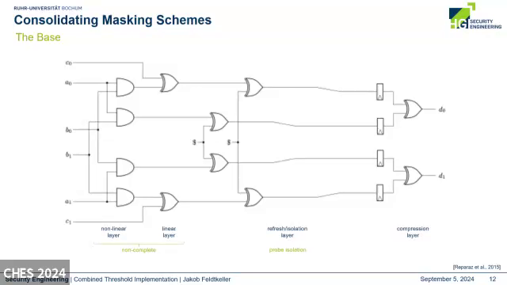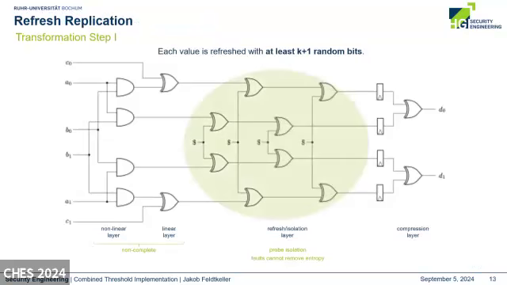And now if we want to transform this to a combined secure circuit, we have 3 different steps that we need to take. The first one is to replicate the refreshing, so that each value is refreshed by at least k plus 1 random bits. And by doing this, we ensure that if an adversary can place k faults, they cannot remove the entropy of this refresh layer, right? And so we ensure that at the end we definitely have a refreshed masking scheme.